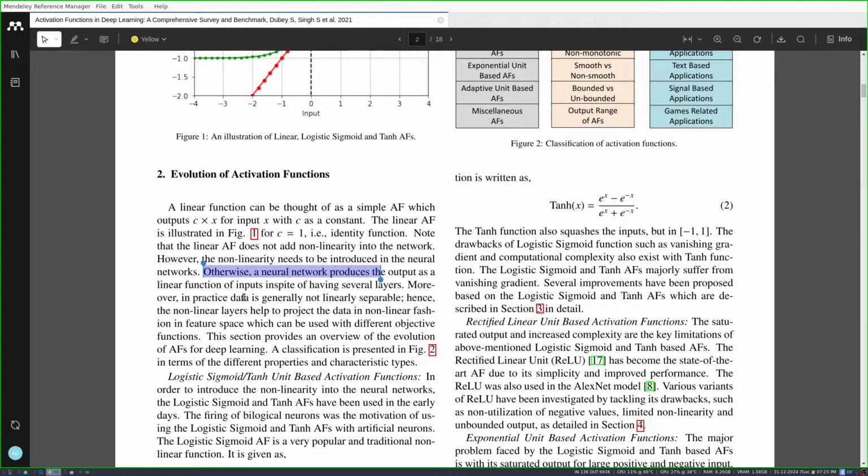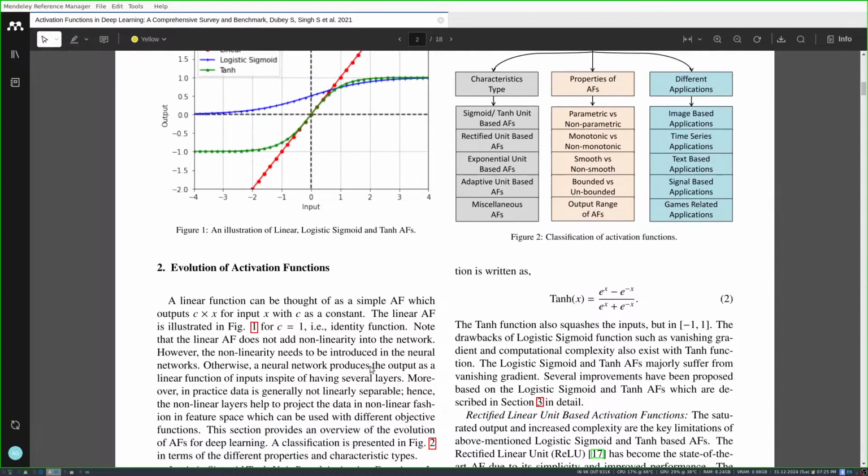Otherwise, a neural network produces output as a linear function of input despite having several layers. However, in practice, data is not linear. This section provides an overview of the activation functions. The classification is present in figure 2, in terms of characteristics and type.